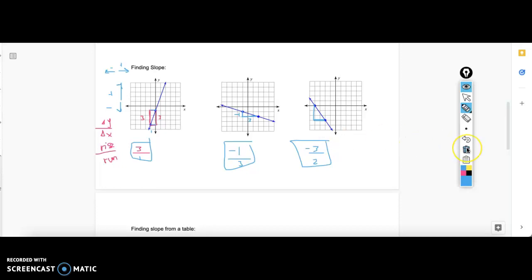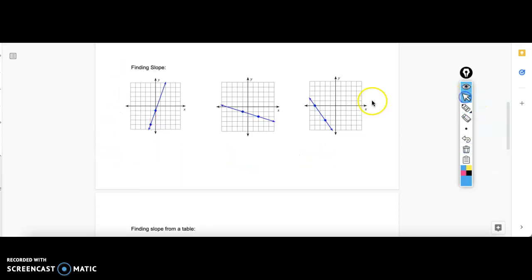That is how to tell on a graph. Again, we're going to do more of this tomorrow. Mainly today, you just need to be able to tell me whether it's positive, negative, or 0 or undefined. And you should be able to tell me the slope of a line just because we just went over it, but we're going to do a lot more of this tomorrow.